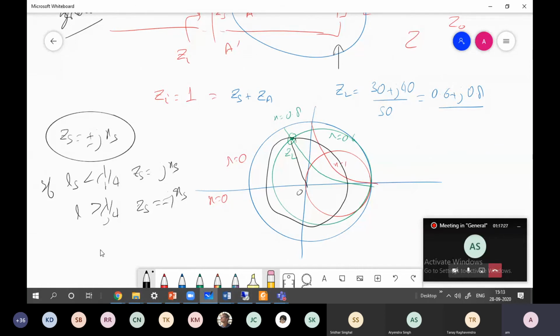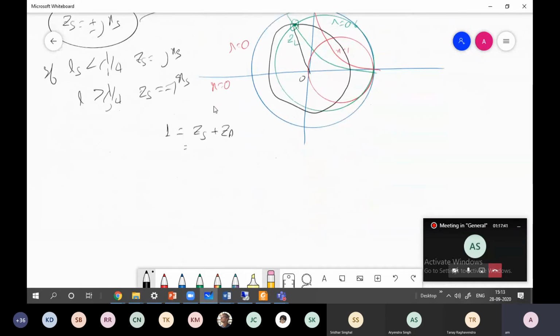So if we substitute these things in this equation, we will have 1 equals ZS plus ZA. Our ZS will be plus or minus jXS, so plus or minus jXS plus ZA equals 1. So our ZA will be 1 minus or plus jXS. Our ZA should be of this form in such a way to have matching.